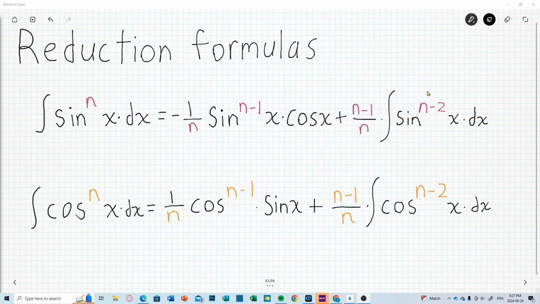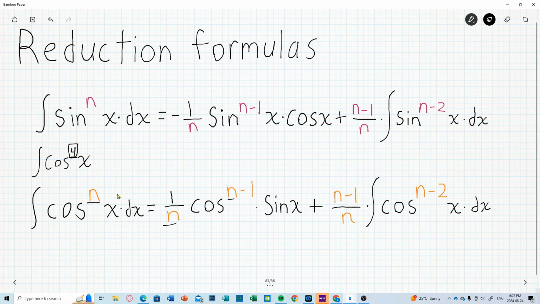Now, this reduction formula for cosine to the power of n, you can use in the same way as the sine reduction formula. Whenever we have a question such as the integral of cos to the power of 4 of x, whenever we see a 4 here or any number in the exponent, you can replace it wherever you see an n in the reduction formula, and then you'll be able to simplify it and get your answer.